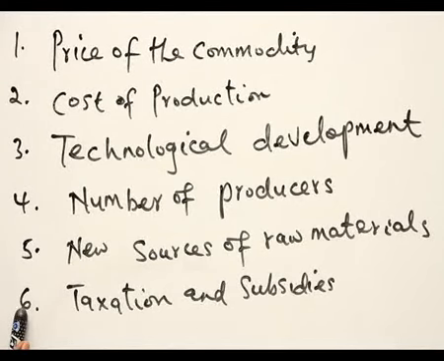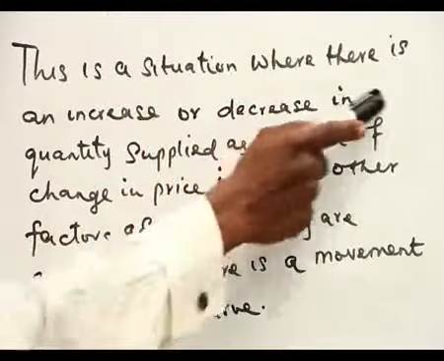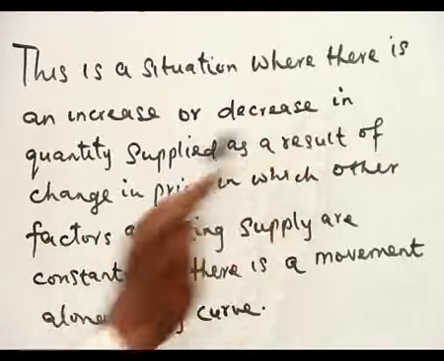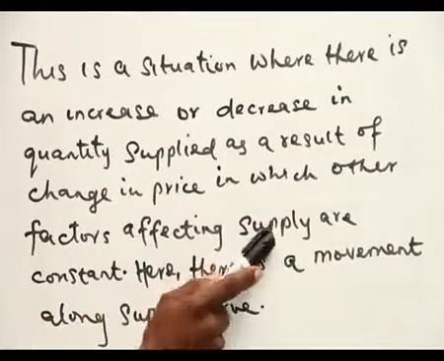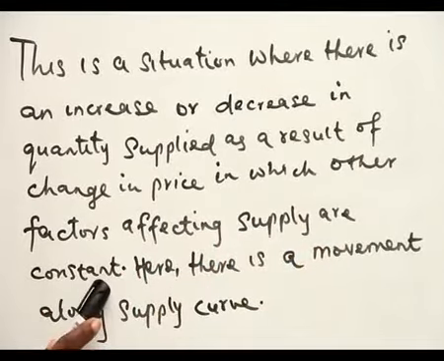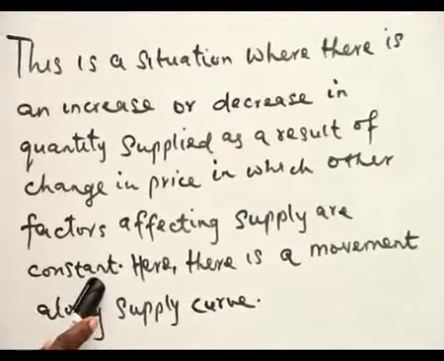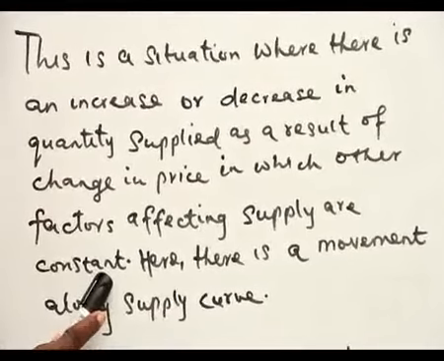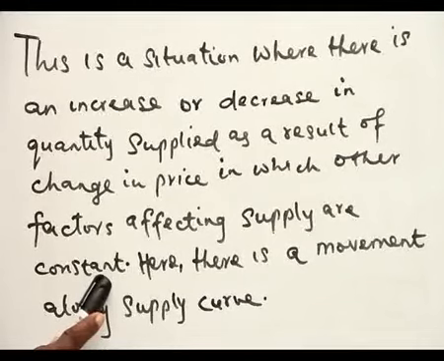The more government increases subsidies, the more output the firm will be able to produce, and supply will also increase. This is a situation where there is an increase or decrease in quantity supplied as a result of a change in price, in which other factors affecting supply are constant. Here, when we are talking about change in quantity supply, we are looking at the price of the commodity in question in relation to the quantity supply of the commodity in question, holding other factors affecting supply constant.